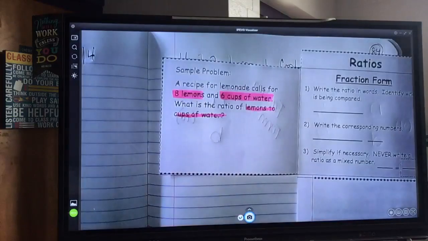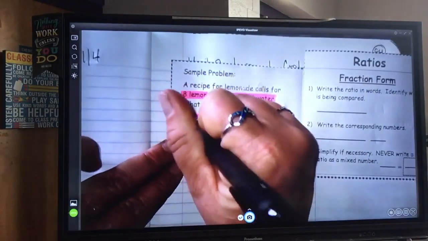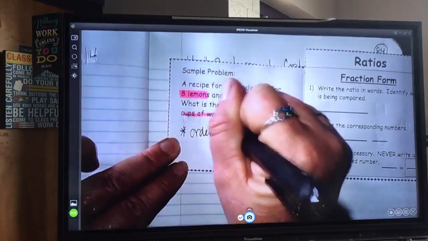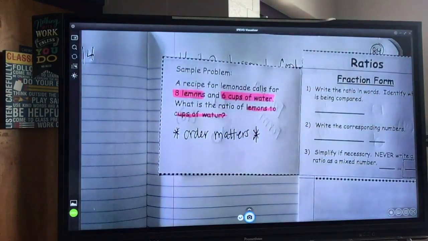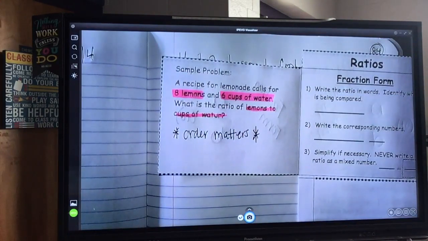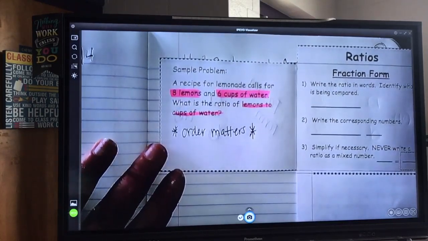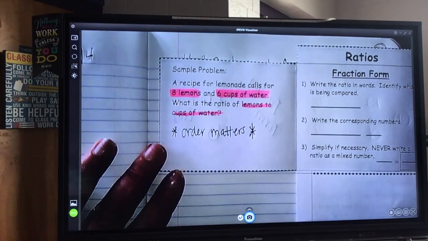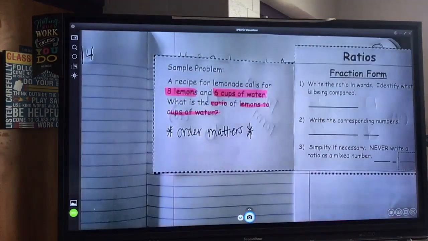This is gonna be important because what you also need to understand is that order matters. So I want you to put a little star down here and write order matters. Please make sure that if it's one way in the information, but it's a different way in the question, you write it that way. Alright, what else is important in this last question? The word ratio, because that is telling us what we're actually doing.